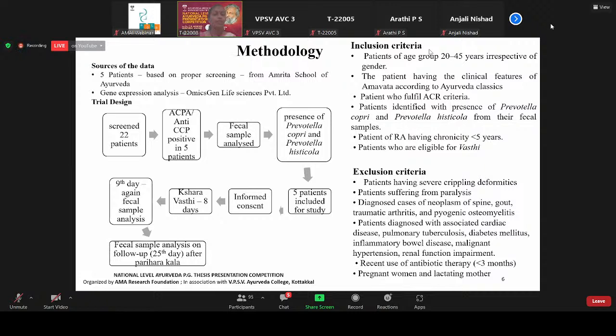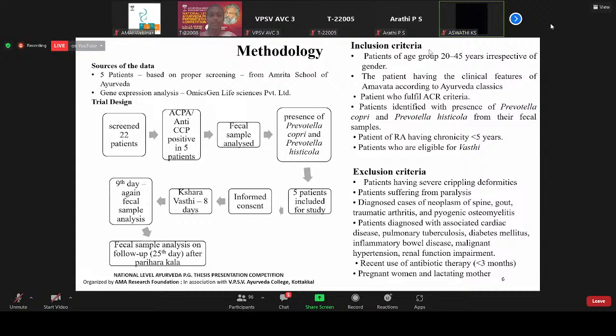Methodology: the sources of data. 5 patients were properly screened from 22 patients from Amrita School of Ayurveda. The trial was registered under CTRI and obtained ethical clearance, and it was funded by CCIH Pune. Gene expression analysis was done at Omixgen Life Sciences Private Limited. A total of 5 patients were selected after proper screening from 22 patients based on ACR criteria or musculoskeletal examination. When ACPA was detected in the 5 patients, their fecal samples were analyzed for the presence of Prevotella copri and Prevotella histicola. Since we found their presence, 5 patients were included for the study after informed consent.